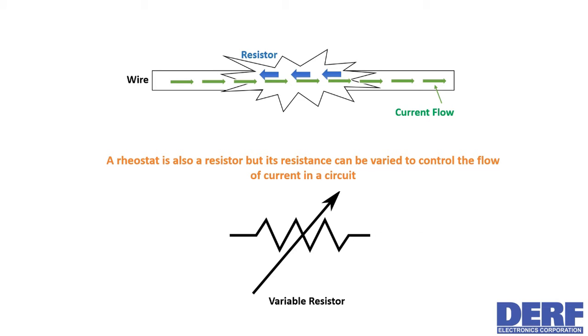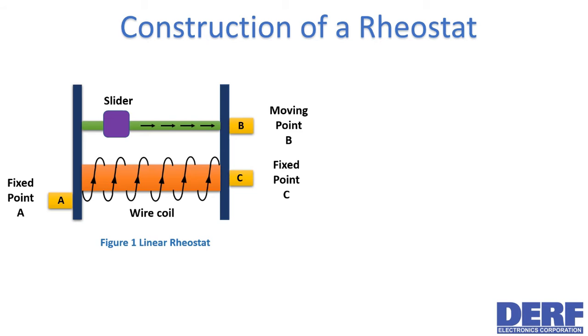With a rheostat, there's no need to connect separate resistors for increasing or decreasing the equivalent resistance, since it can perform both functions. Now let's get to the construction and working of a rheostat. Note that this is a linear rheostat. Rheostats have two connection points. One is moving and the other one is fixed.